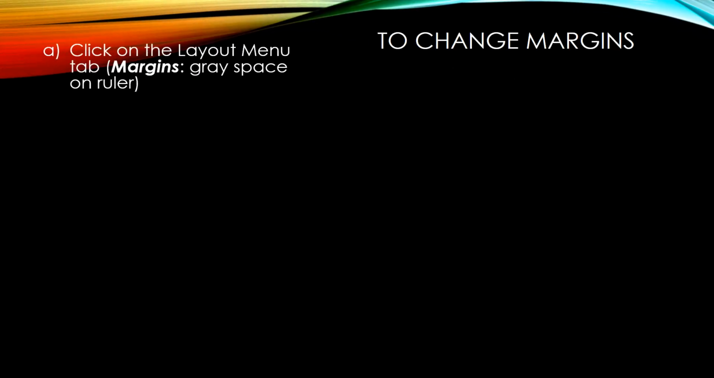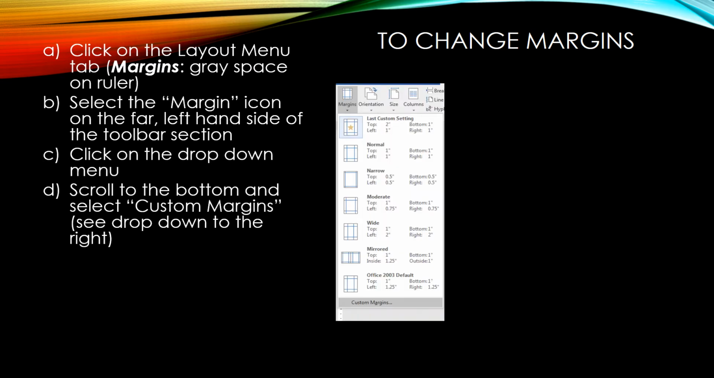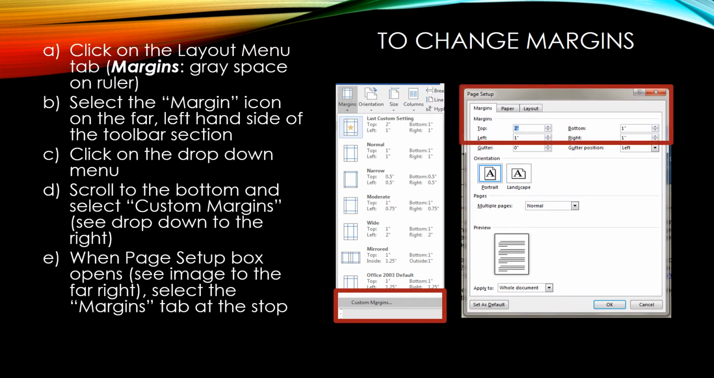Changing margins. To change margins, click on the Layout menu tab. Select the margin icon on the far left-hand side of the toolbar section. Click on the drop-down menu, scroll to the bottom and select Custom Margins. When the Page Setup box opens, select the Margin tab at the top. You will see that you can change your top, bottom, left, and right margins. Once you have your margins fixed, click OK.